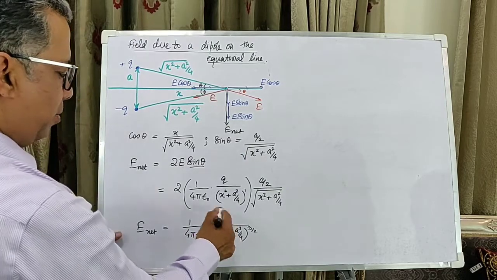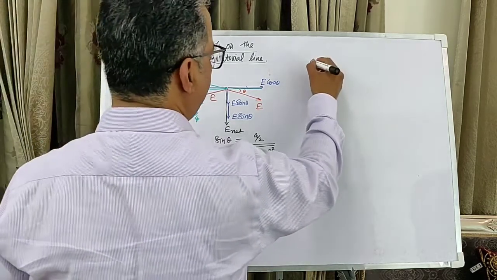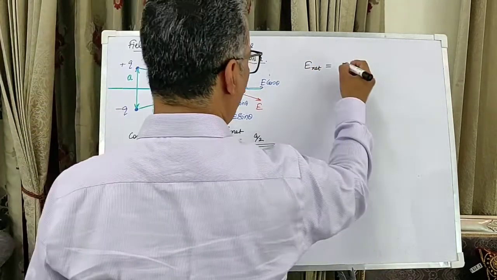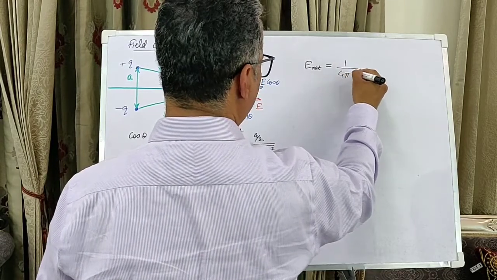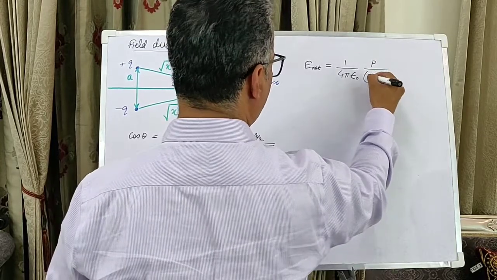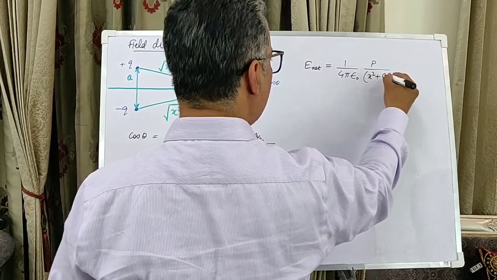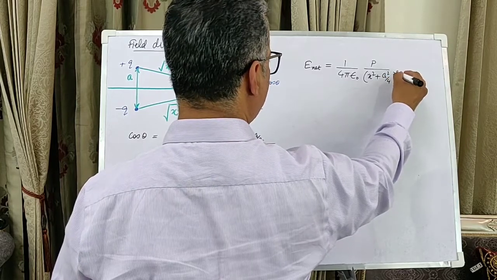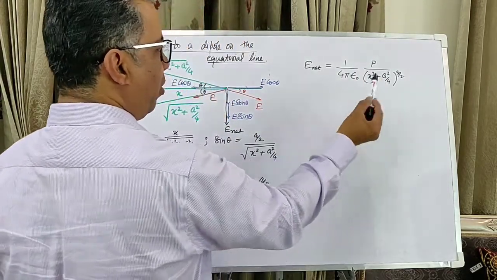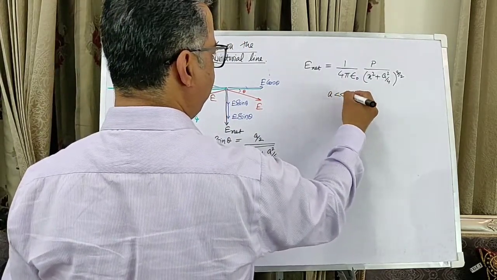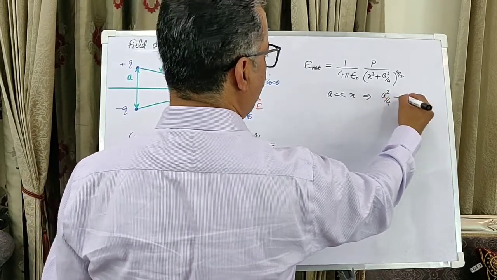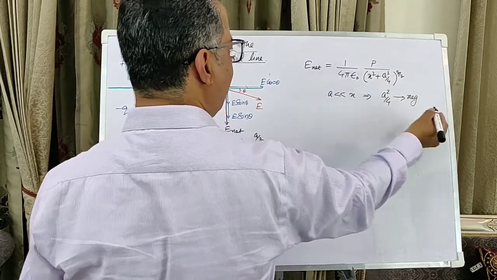So this is the dipole moment P, and therefore the net electric field will be equal to 1 by 4 pi epsilon naught, P by (x square plus a square by 4) raised to the power 3 by 2. Now as I said, typically dipoles are very small, and therefore a would be very small in comparison to x, which would mean that a square by 4 is negligible in comparison with x square.